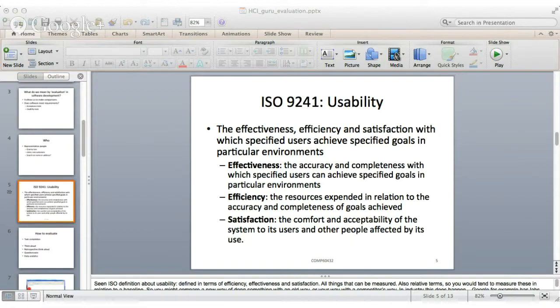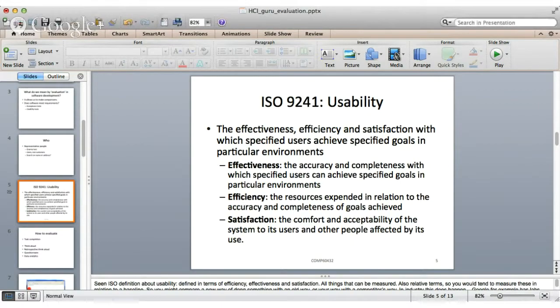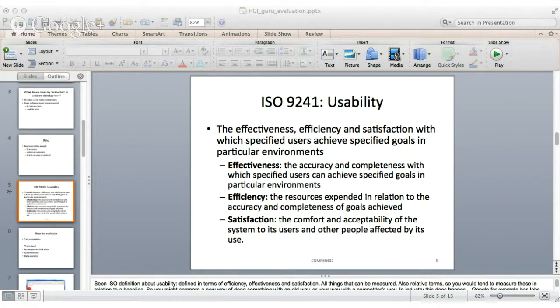So one of the first things that you'll spot is that there's an implication that all of these things can be measured. So we can measure effectiveness, we can measure efficiency, we can measure satisfaction. So effectiveness is basically whether or not somebody can complete the task. Efficiency is usually how quickly can they complete the task. And satisfaction refers to how enjoyable they find the system to use and also how comfortable they find it to use.